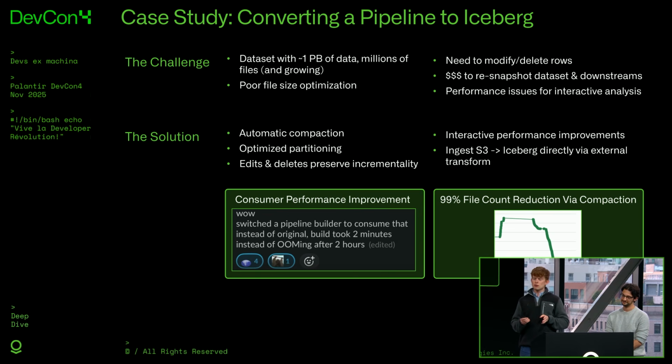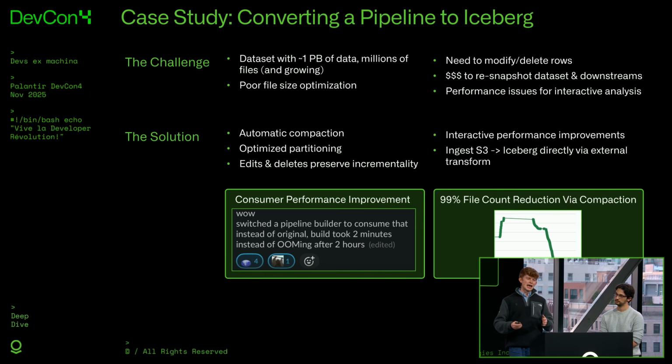I want to show you now what we were able to achieve in production by deploying Iceberg in Foundry. In this particular case, we had a single data set that was over a petabyte in size, so pretty big. It was made up of millions of files, and it was continually growing. This was an ingest of data from an external source, and it was building every few minutes or so. The result is that the file size optimization was very, very poor. There were loads of small files, and downstream reads were incredibly expensive.